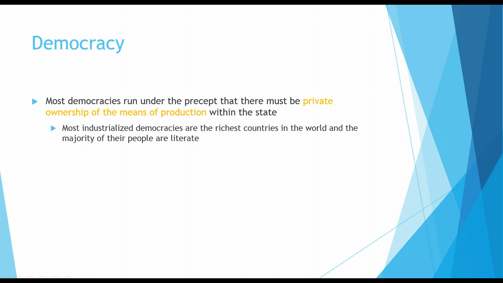When we look at democracies, most democracies run under the precept that there must be private ownership of the means of production within the state. This means that the economy is either going to run in a mixed market state or a free market state. Most industrialized democracies are the richest countries in the world, and the majority of their people are literate. Okay, so that means they can read, they can write, and they're making a decent amount of money, especially compared to the rest of the world.